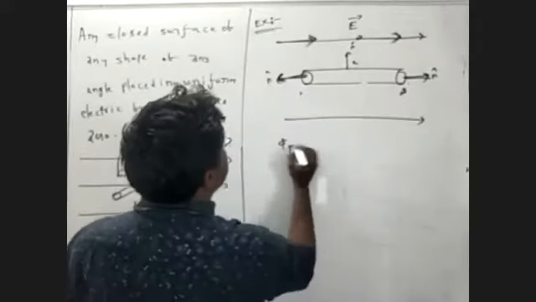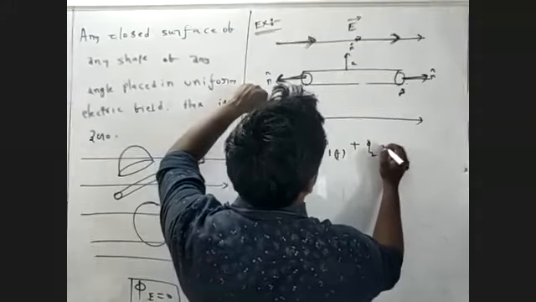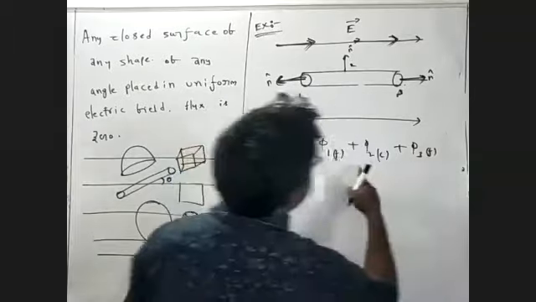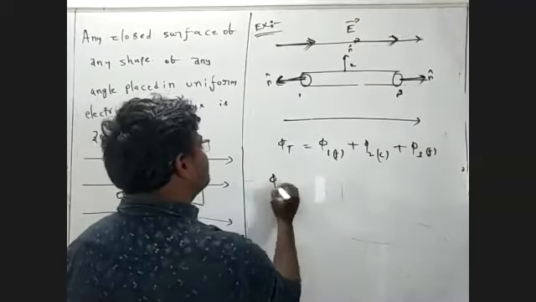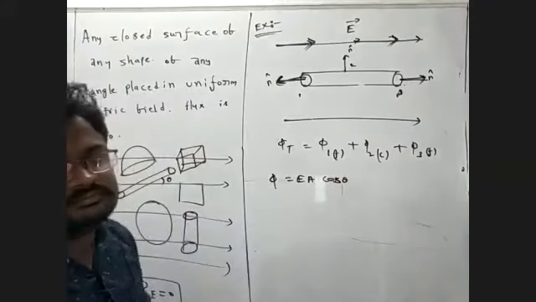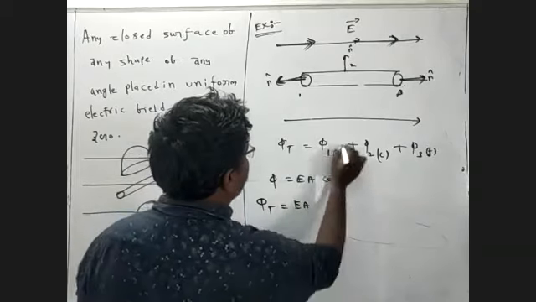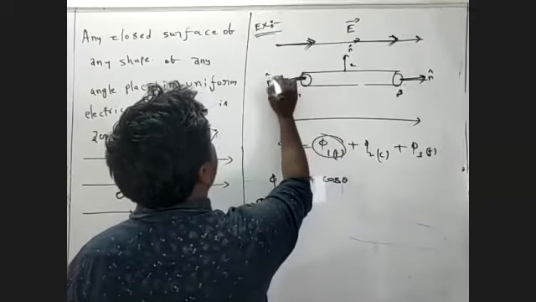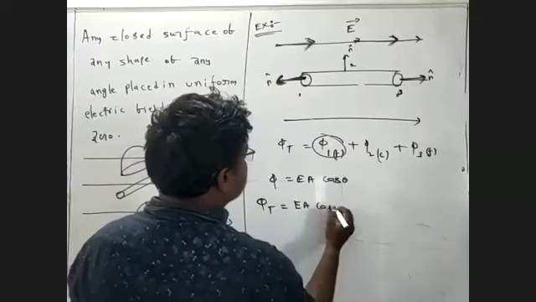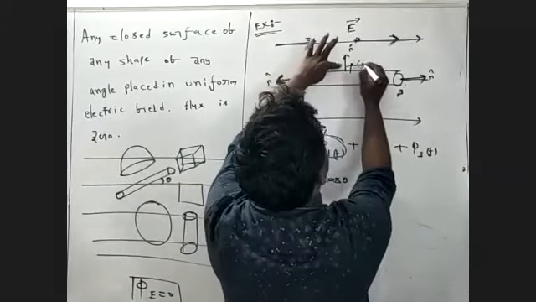So total flux is equal to phi 1, this is a flat surface, plus phi 2, the curved surface, plus phi 3, a flat surface. F means flat. So phi is equal to EA cos theta. This is n cap, this is E bar. What is the angle? Theta is equal to 0 degrees, cos 0. Plus for the curved surface, the angle theta is equal to 90 degrees.